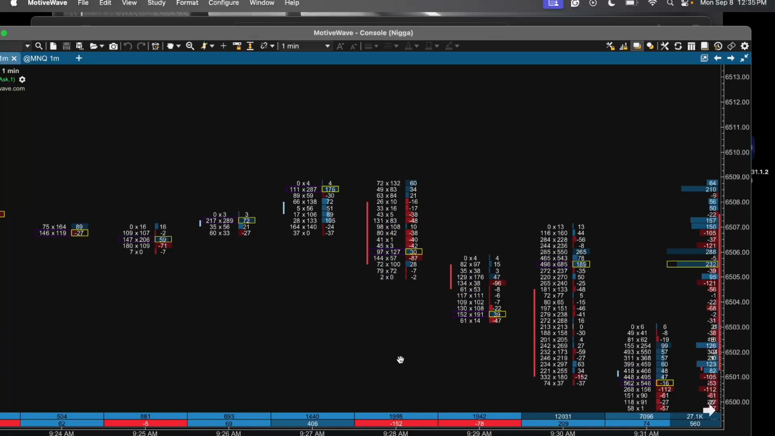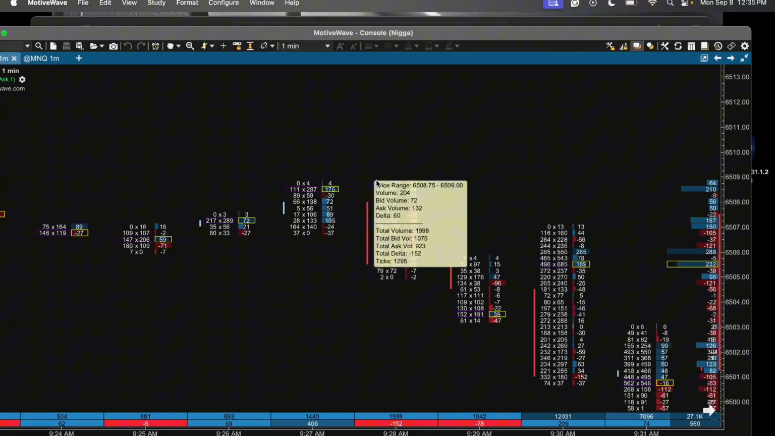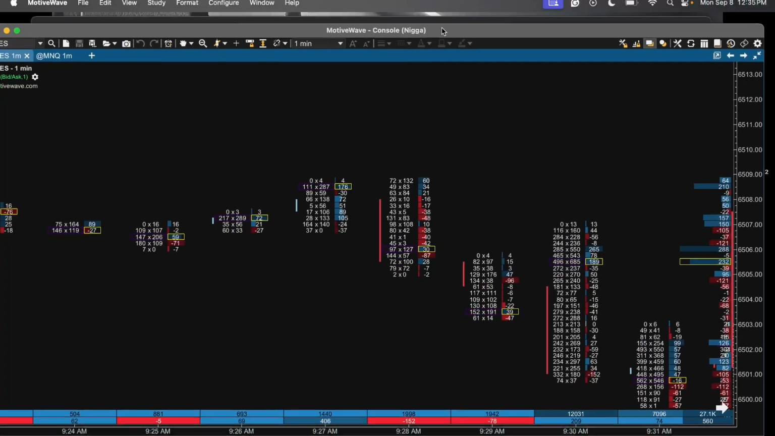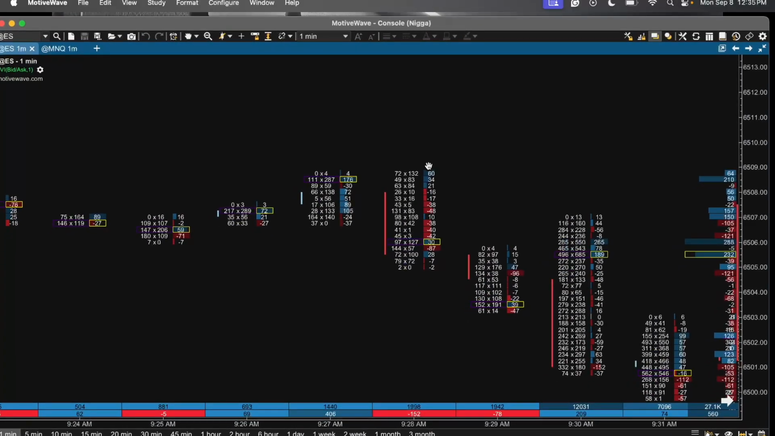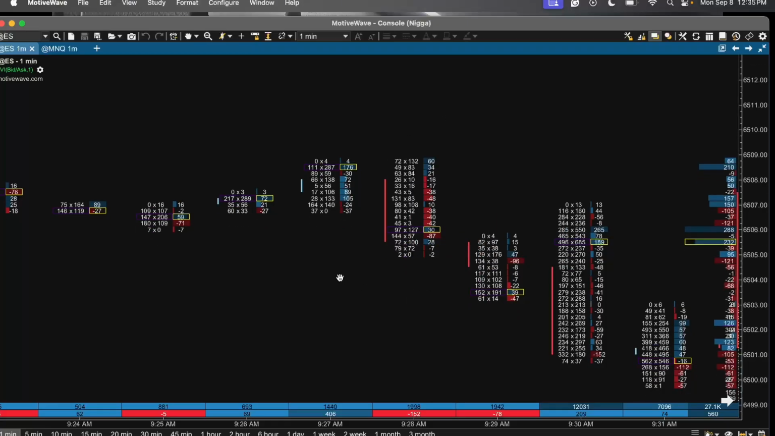So in this candle, a total of 1,998 contracts traded in this one minute candle. I'm on the 1 minute, by the way, on ES. On this one minute candle, a total of 1,998, and there were 152 more sellers in this candle. Okay. So it's usually going to be a bullish delta for a bullish candle and a bearish delta for a bearish candle, but not always though.